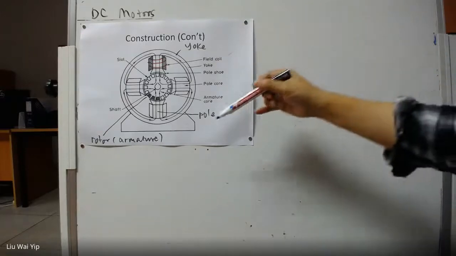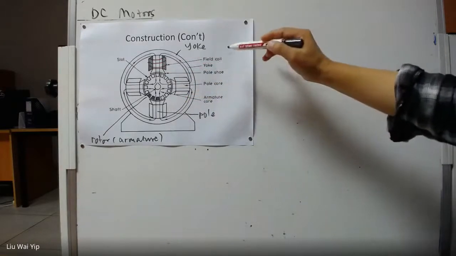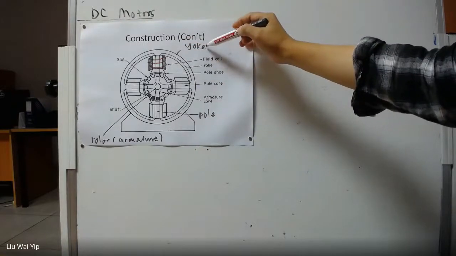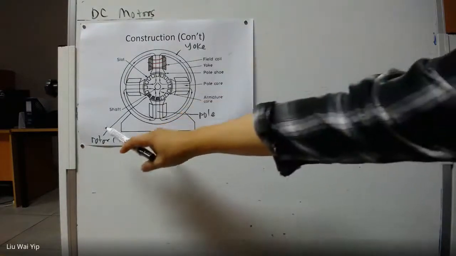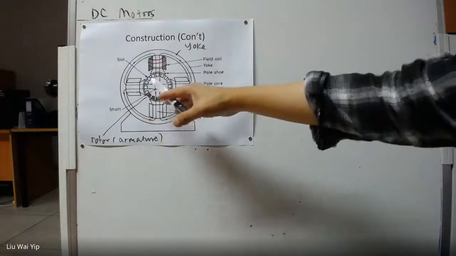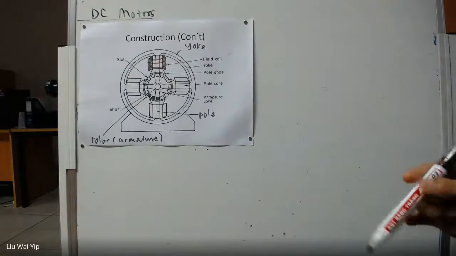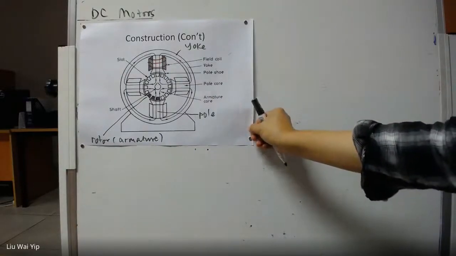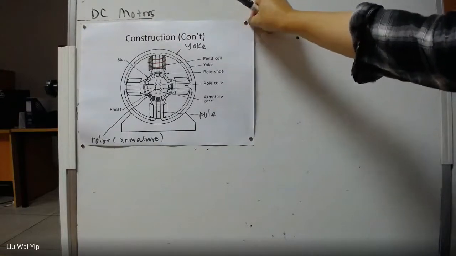Here is a cross-sectional view of a DC motor. Basically, it has a stator. The stator will include the yoke and the poles, and it also has a rotor. The rotor contains the armature and the armature windings. So basically, the motor, just like any other motor, has two pieces.